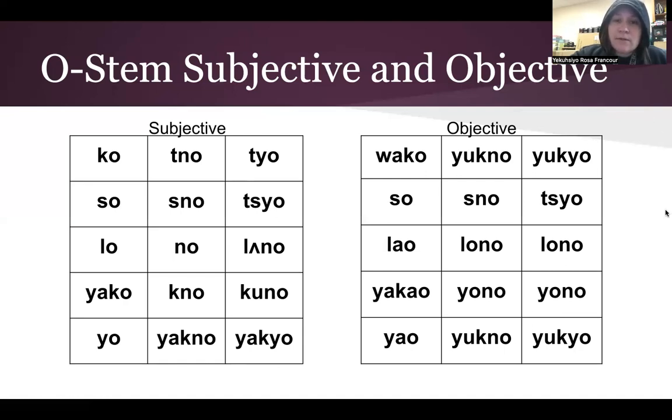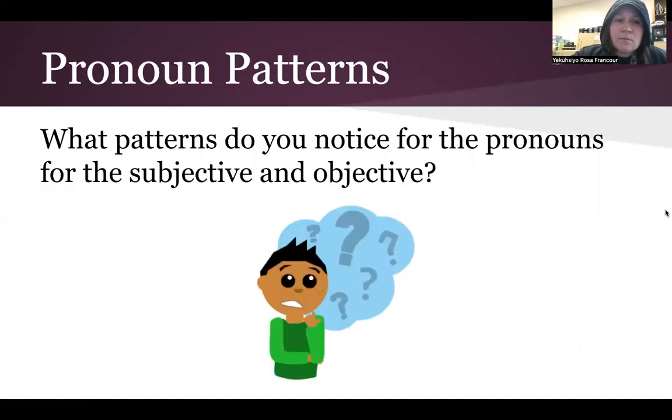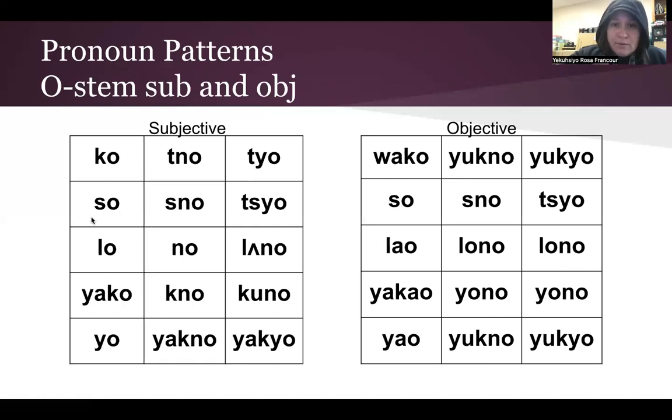All right. So let's talk about these pronoun patterns. Let's look at both the subjective and objective. What patterns do you see? So take a look at them. We look at the subjective side. What patterns do you see in the subjective? Look at the objective. What patterns do you see in the objective? What patterns do you see between both?